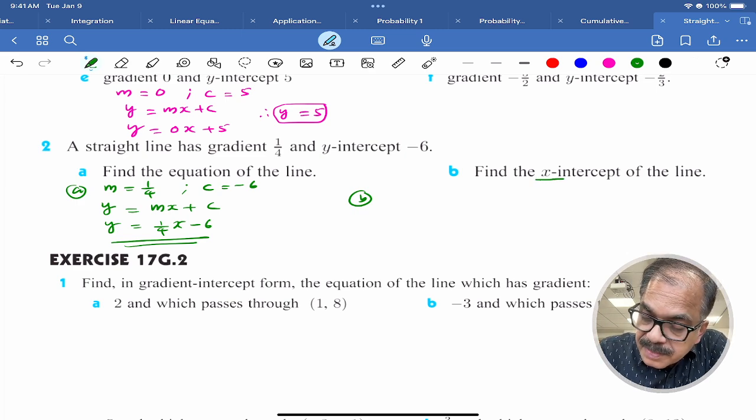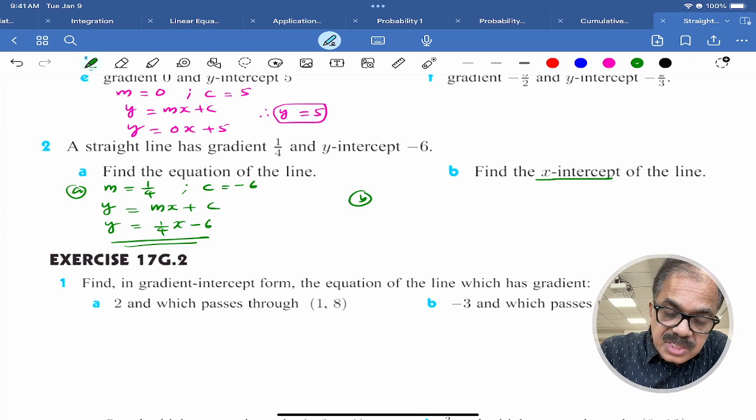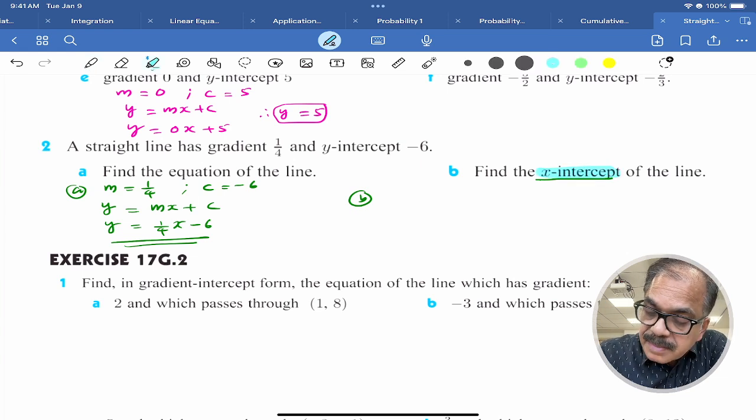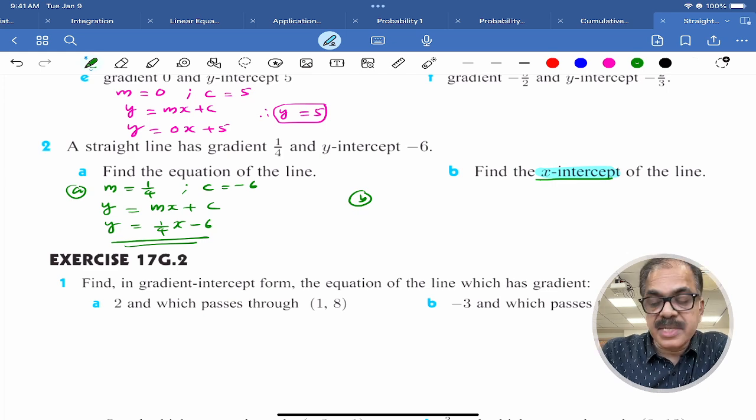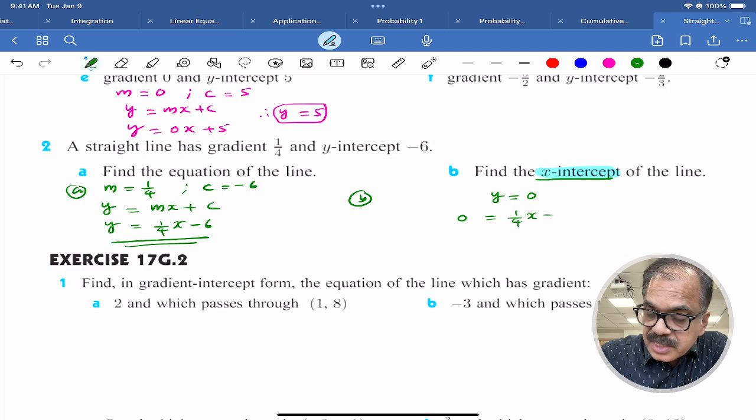So remember this. If I have to find the x-intercept, you should make y is equal to 0. So we're going to make y is equal to 0 in the equation. So I get 0 is equal to 1 by 4x minus 6. I rearrange it, so I get 6 is equal to 1 by 4x. Therefore, x is equal to, multiply both sides by 4, which will give me 24.